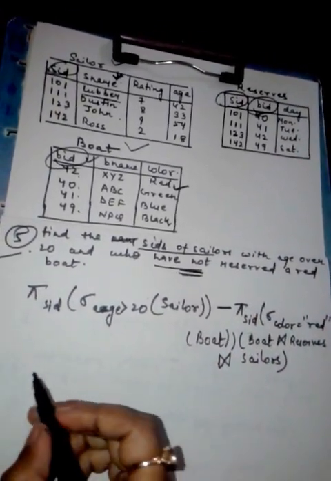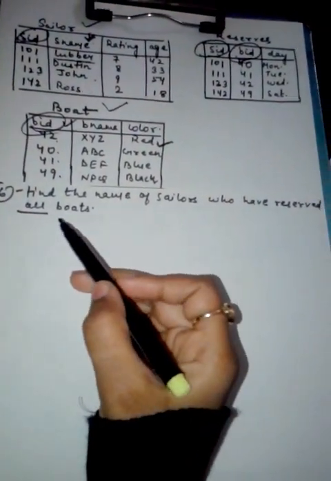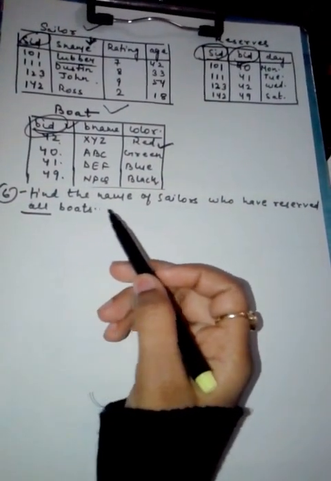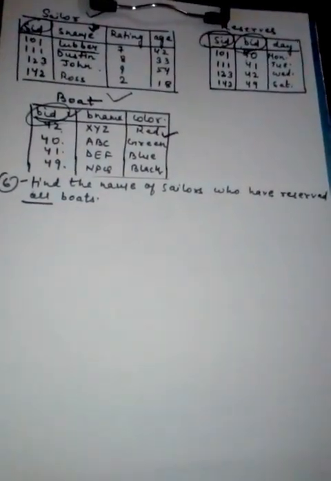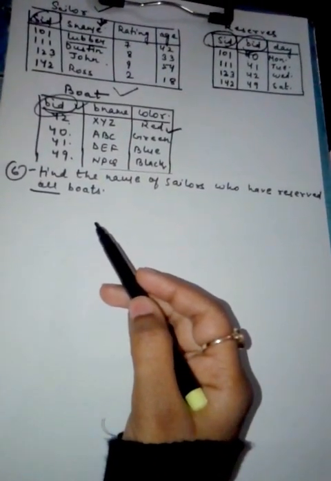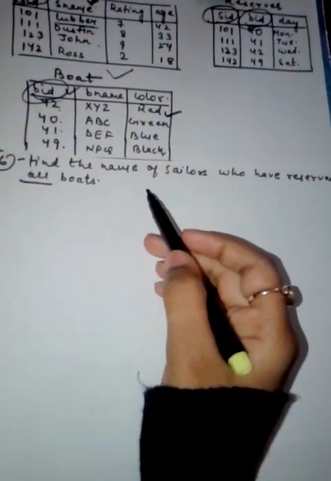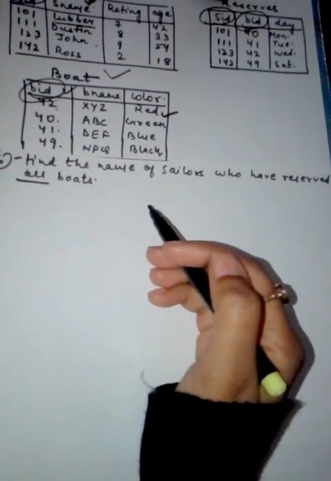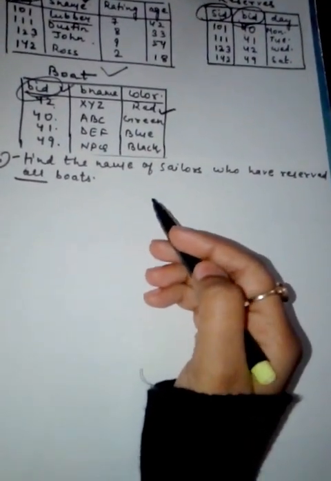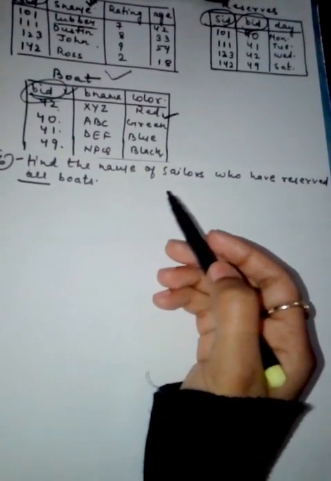So we proceed with our next example, the sixth query, which asks to find the names of sellers who have reserved all boats. Before solving this query, I would like to tell you how the division operation is performed, because in this query we have to use project operation, division operation and also rename operation. So first of all, let me tell you how the division operation is performed.